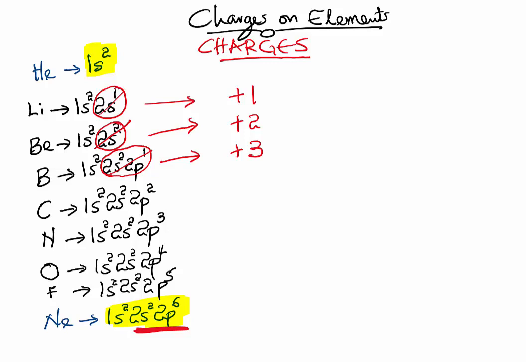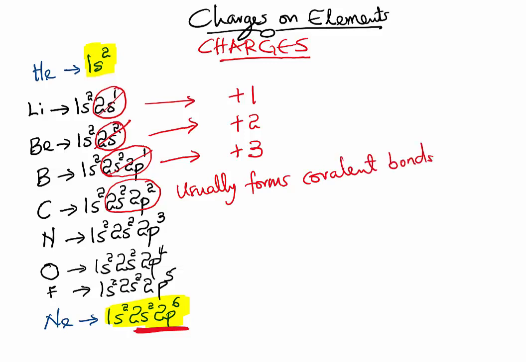Carbon is at a crossroad. It has 4 electrons in its outermost energy level. So what should carbon do? Give up the 4 electrons or try to find 4 electrons from somewhere else? Carbon usually doesn't do either. It simply forms covalent bonds. We're going to learn about covalent bonds in the next videos.